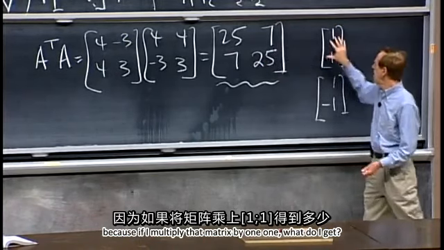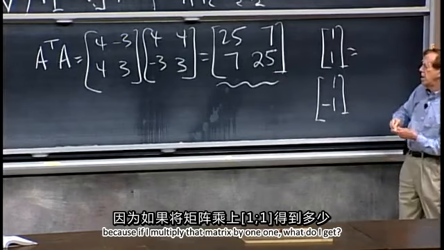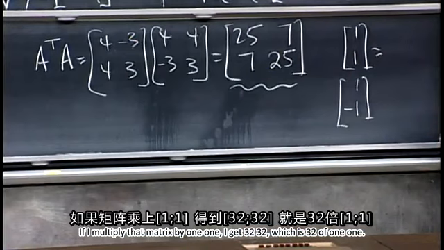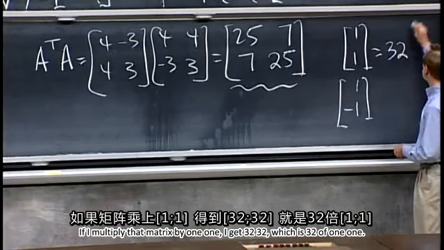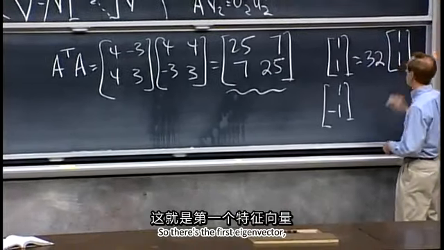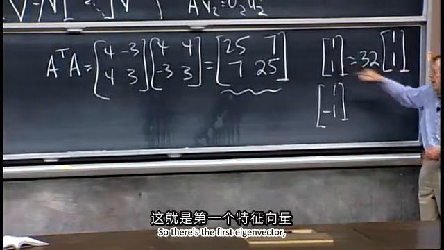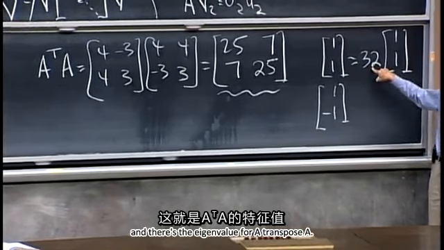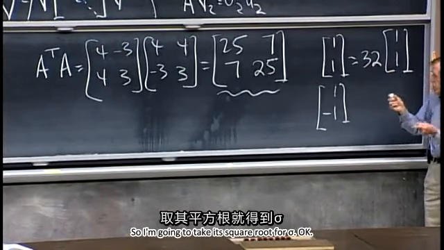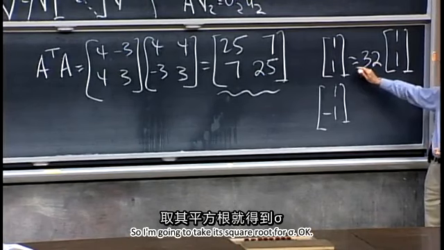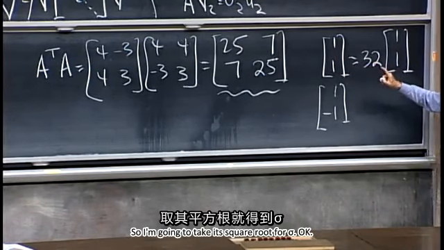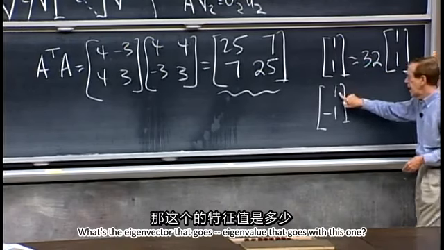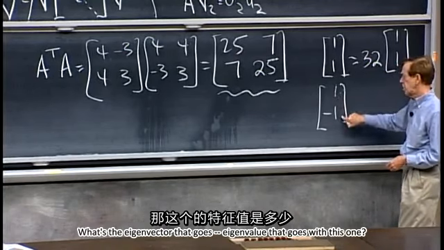Because if I multiply that matrix by 1, 1, what do I get? I get 32, 32. So which is 32 of 1, 1. So there's the first eigenvector. And there's the eigenvalue for A transpose A. So I'm going to take its square root for sigma. Okay, what's the eigenvalue that goes with this other eigenvector?